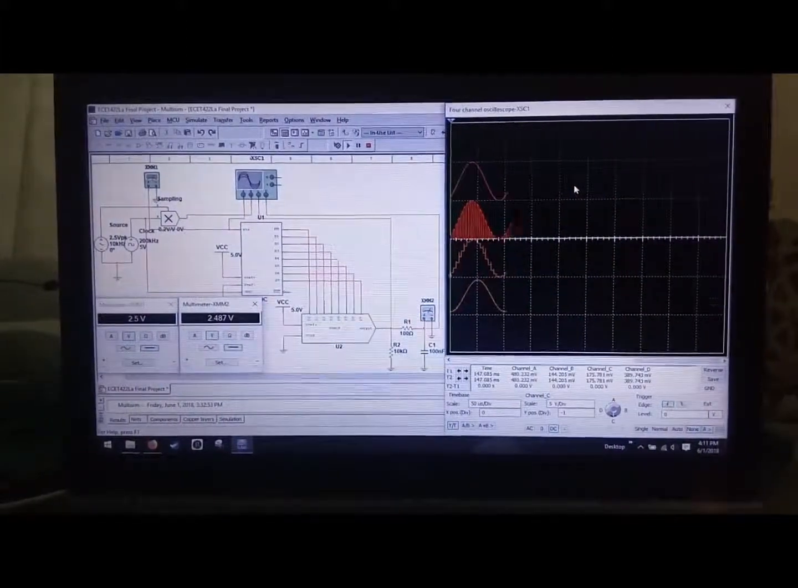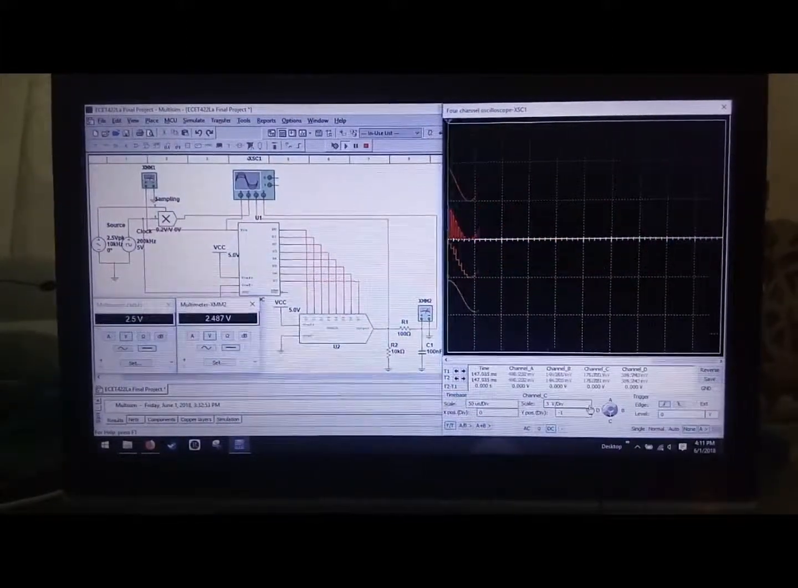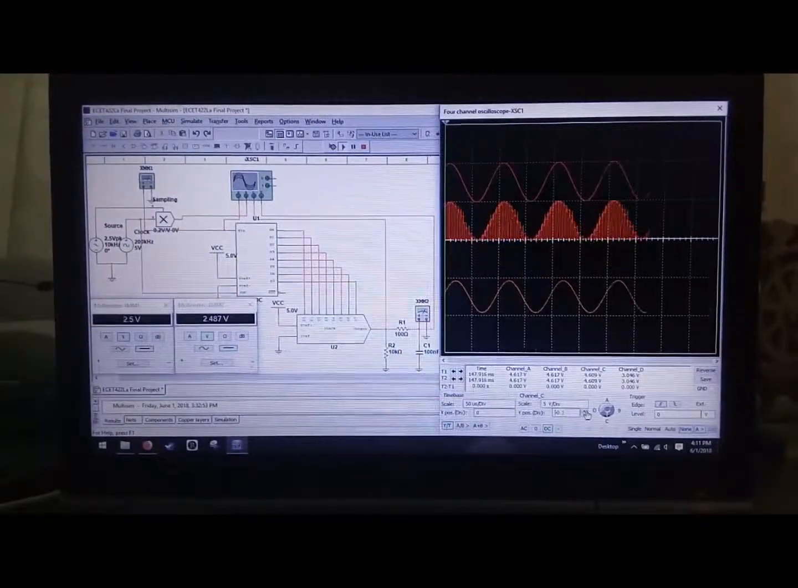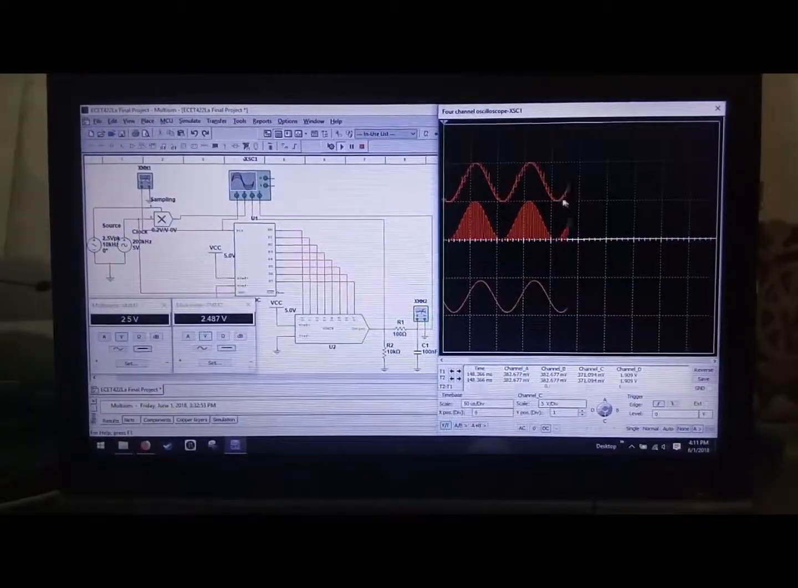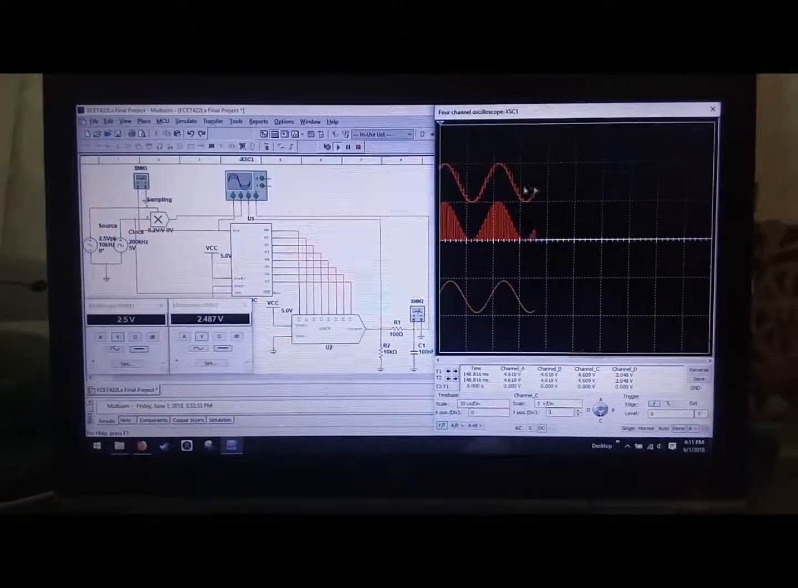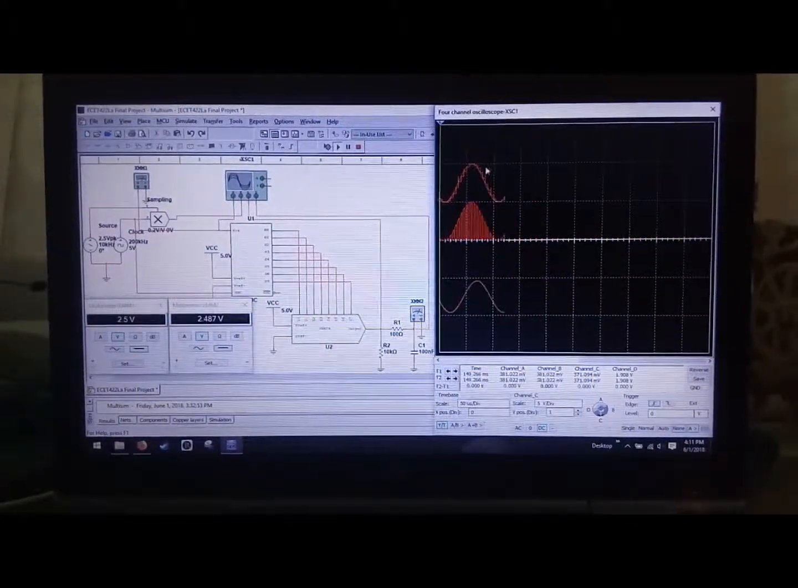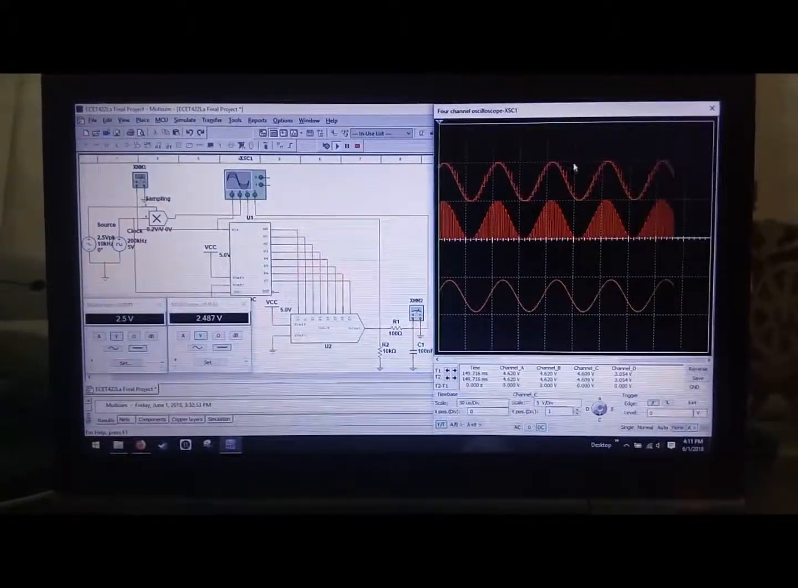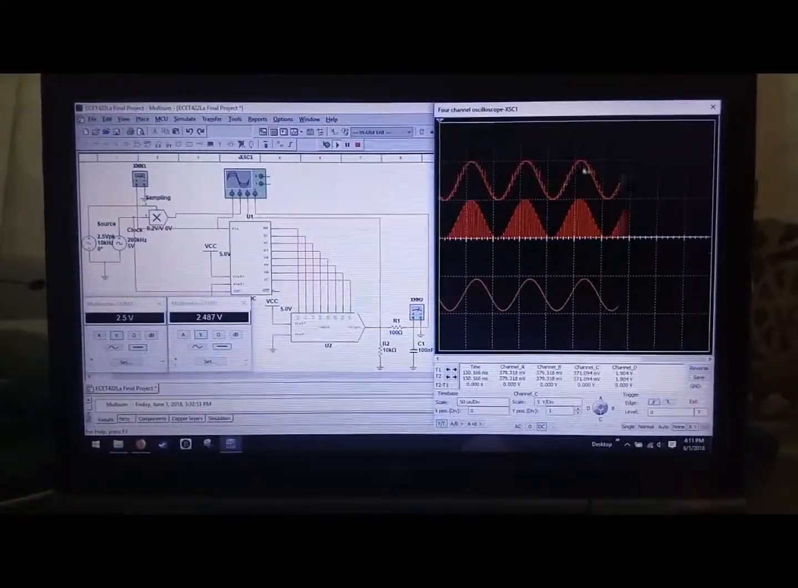Now, while tweaking the settings of the oscilloscope, and by overlapping these two signals, we can see that the input signal and the DAC output signal have their differences. This is known as the quantization error.